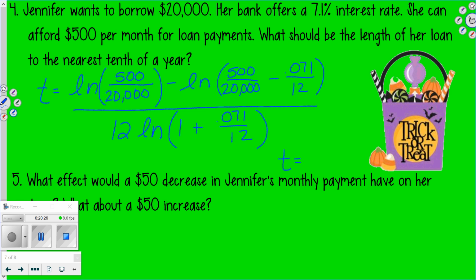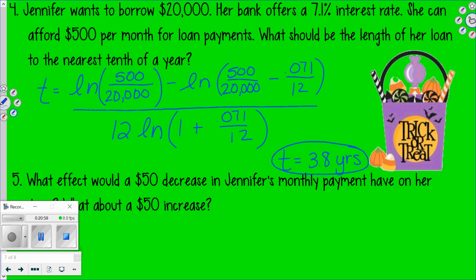I have a length of about 3.8 years. It says round to the nearest tenth. That's what that problem actually said. It said nearest tenth. Now, if it had just said how many years, I would have said 4. But that's the nearest tenth, so 3.8 years. Is anyone not able to get 3.8?